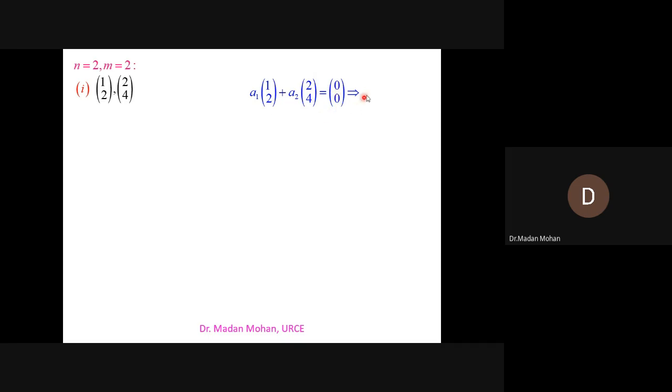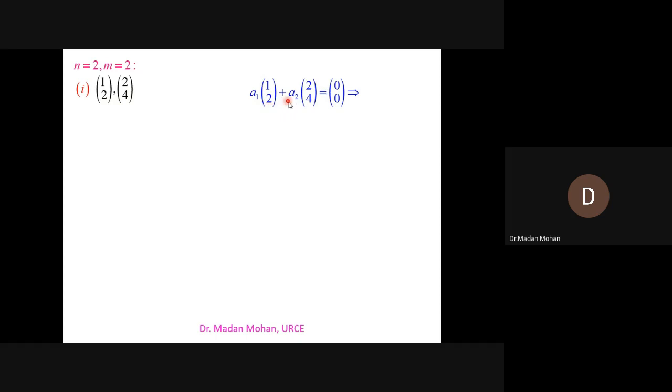Now observe the a1, a2 values. Suppose a1 is 0 and a2 is 0, definitely you will get (0, 0). Is there a possibility of getting non-zero values for a1 and a2? You have to think. If you observe, (2, 4) is nothing but a multiple of (1, 2). 2 ones are 2, 2 twos are 4. It means the second vector depends on the first, which means dependent.